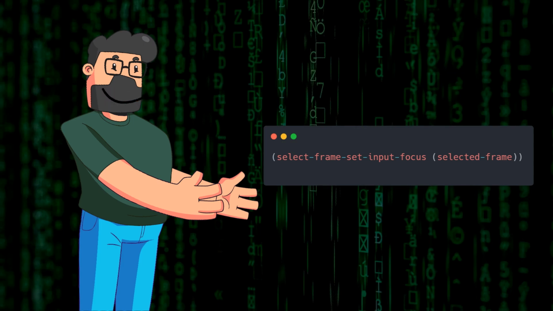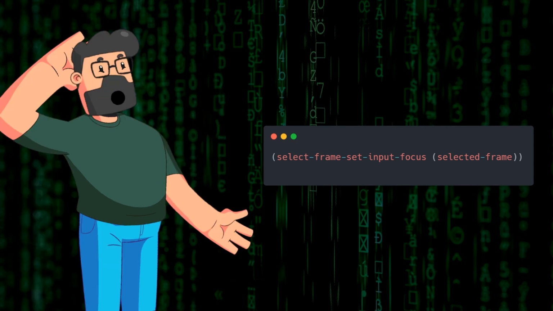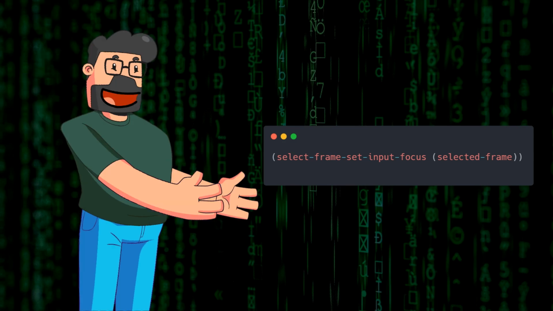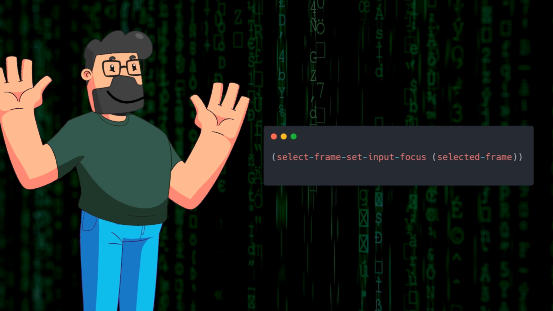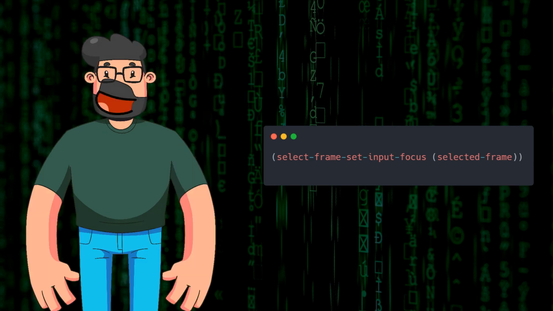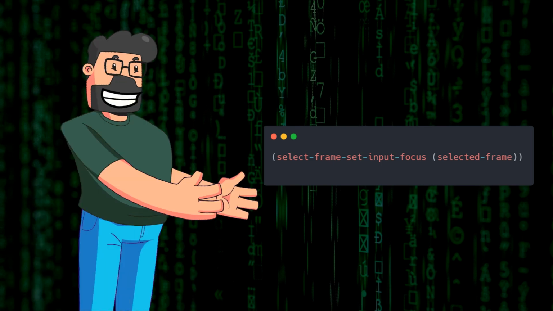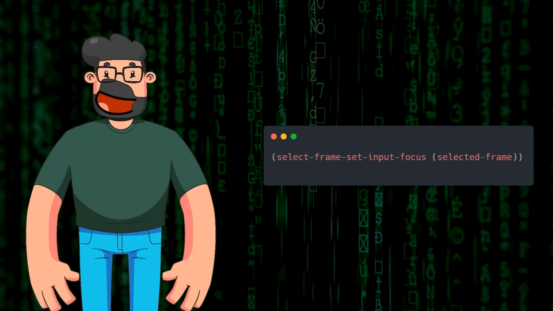The solution to this problem involves a quick tweak in your Emacs configuration. To fix the focus issue, you just need to add a line of code to your .emacs file. Simply include the following snippet: select-frame-set-input-focus selected-frame. This line instructs Emacs to set the input focus to the selected frame, ensuring that when you launch Emacs from the command line, the window will have the focus as expected. And voila! That's the solution to the focus problem in Emacs on macOS Sonoma.